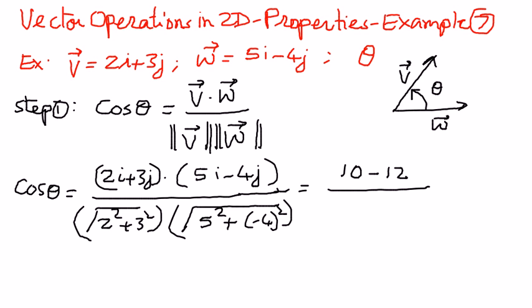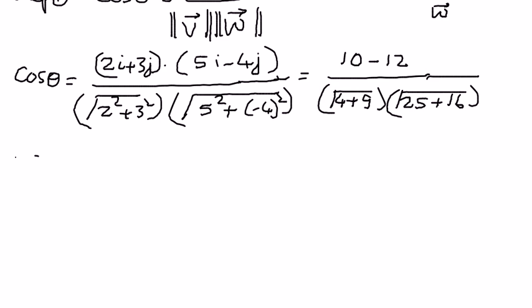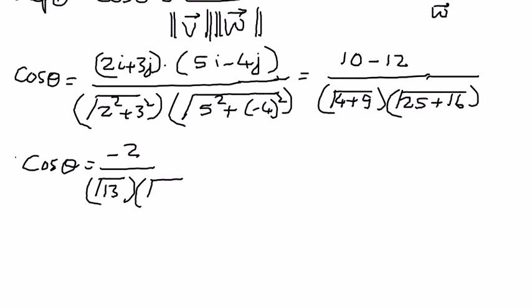the square root of 2 squared plus 3 squared. 2 squared is 4, 3 squared is 9. That is the first part, and then the second part is 5 squared is 25 plus 4 squared is 16. When we simplify this some more, cosine theta is going to be equal to negative 2 divided by square root of 13 times square root of 25 plus 16, which is 41. So therefore, this is what we have.